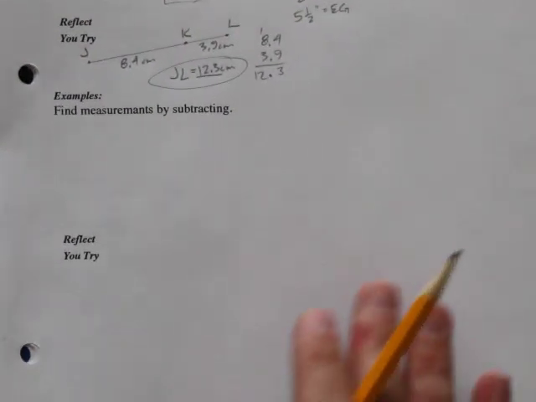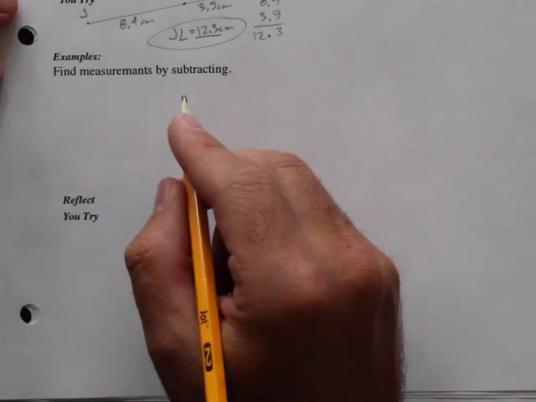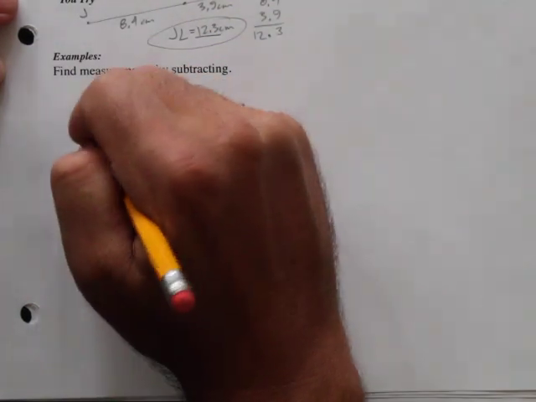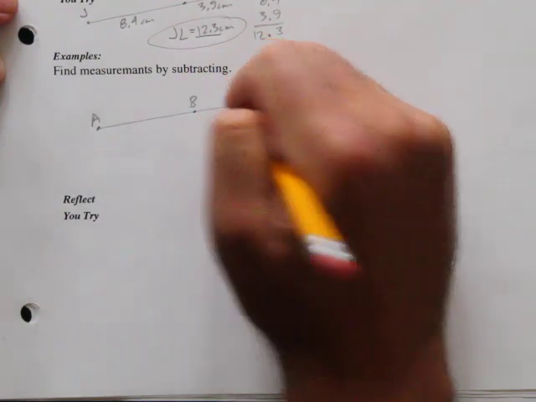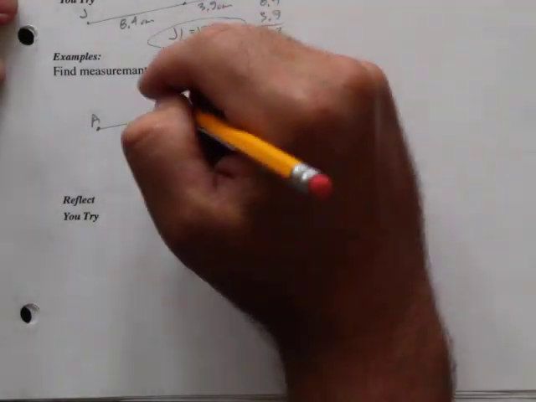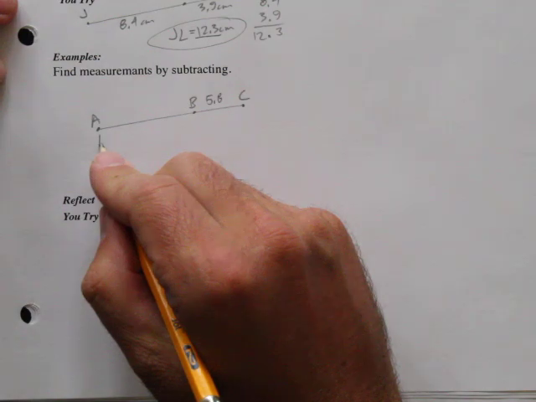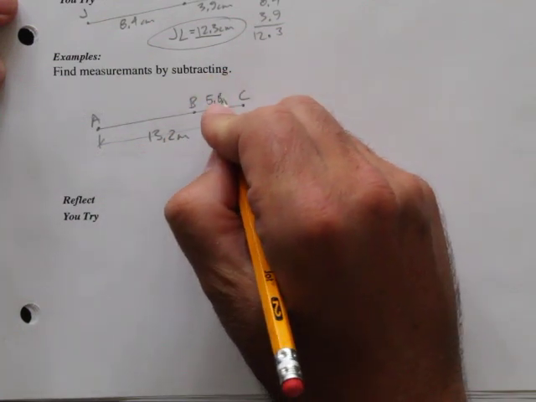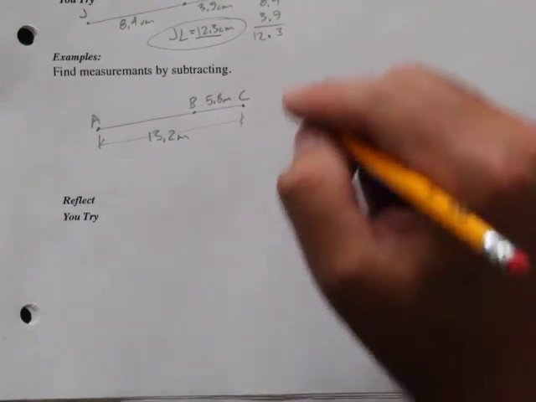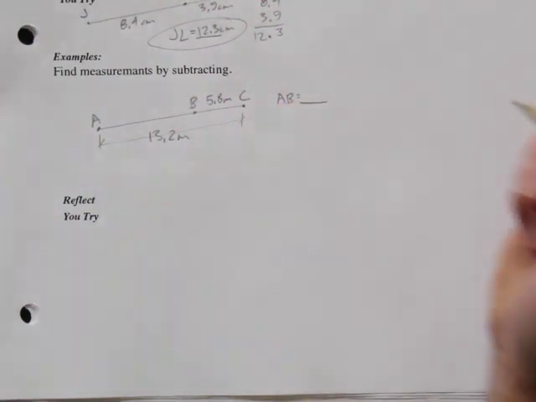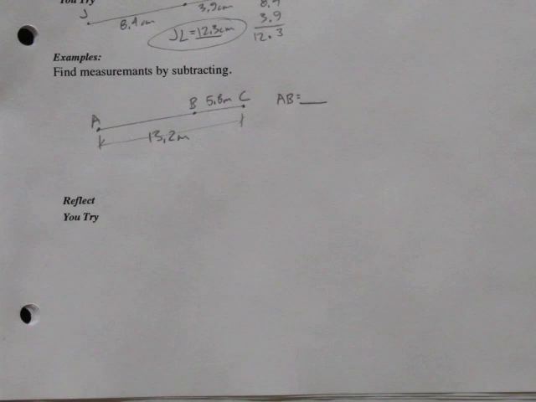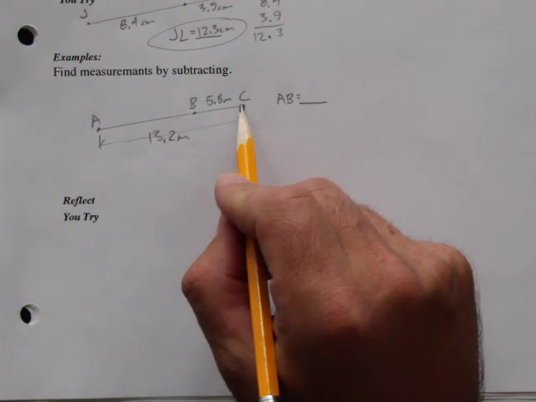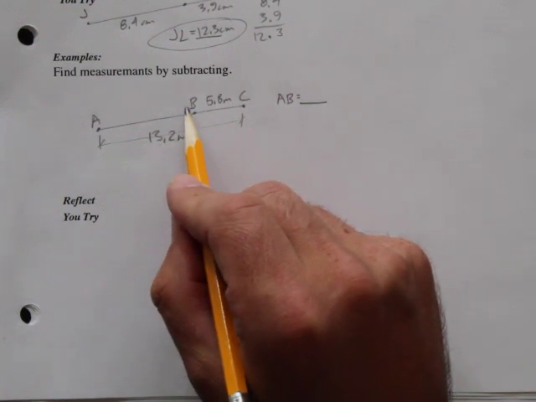All right, let's do some more examples here. Let's do one together, and then we'll do one on your own. So this is going to be A, then this point is B, and then the last point is C. BC is 5.8, and AC, that distance, is 13.2 meters. So this is 5.8 meters, 13.2 meters. What I want to know is what is AB? So the distance from A to B. Think about that for a second. If AC is 13.2 and BC is 5.8 meters, what is this distance right here?